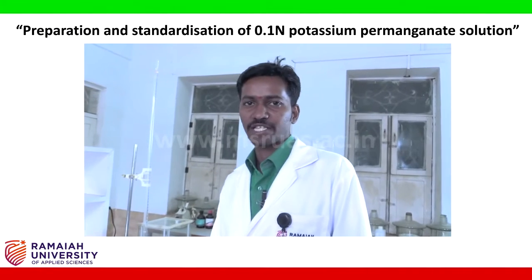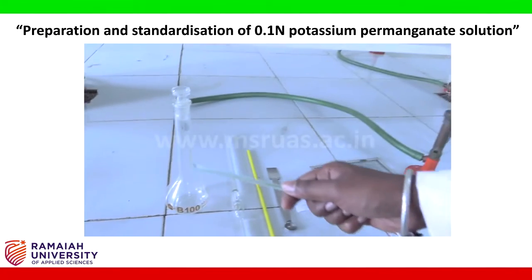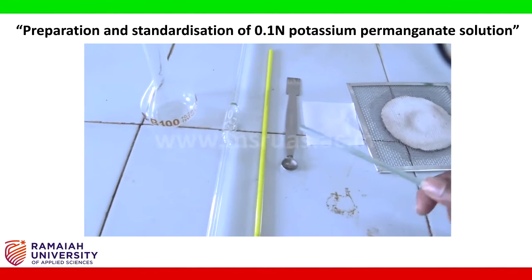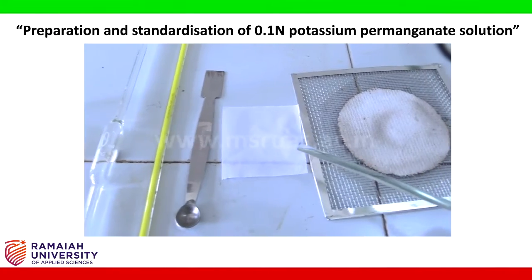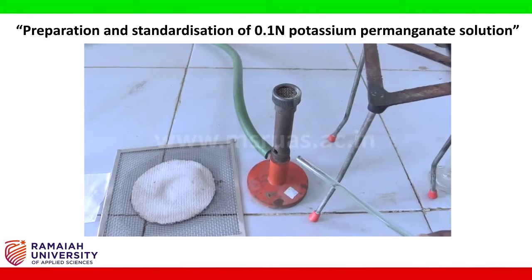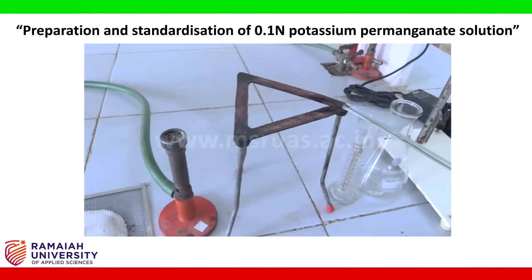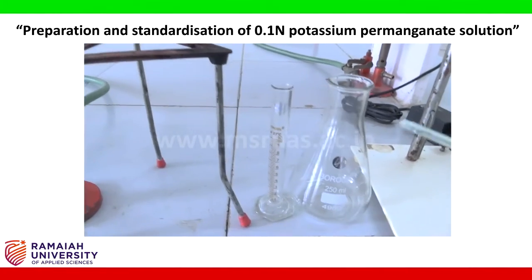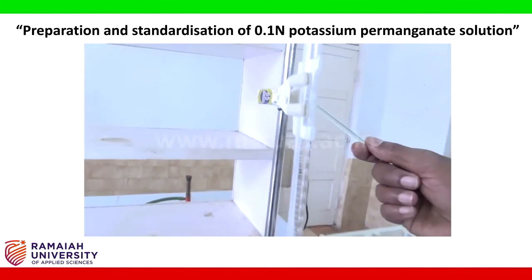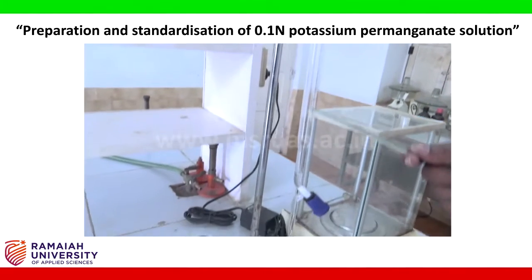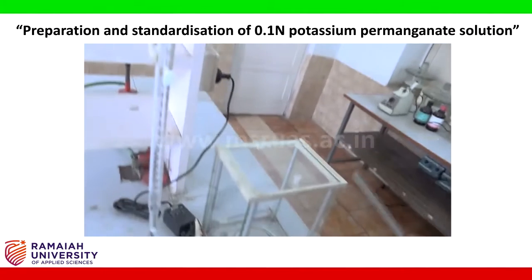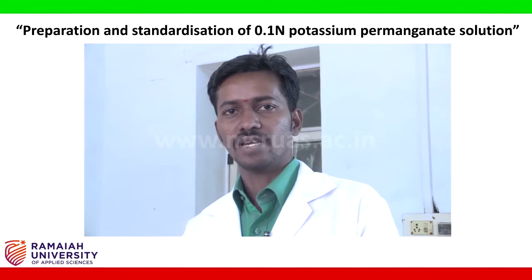The components required for the experiment are a 100 ml standard flask, 10 ml pipette, a thermometer, a spatula, a butter paper, wire gauze, Bunsen burner, a tripod stand, 10 ml measuring jar, conical flask, a burette stand, a burette, and finally a weighing balance. Now let us start the experiment.